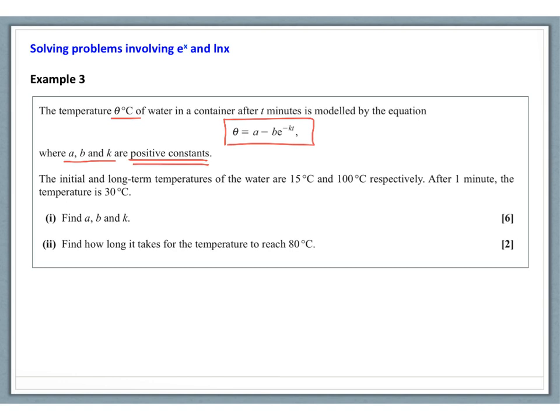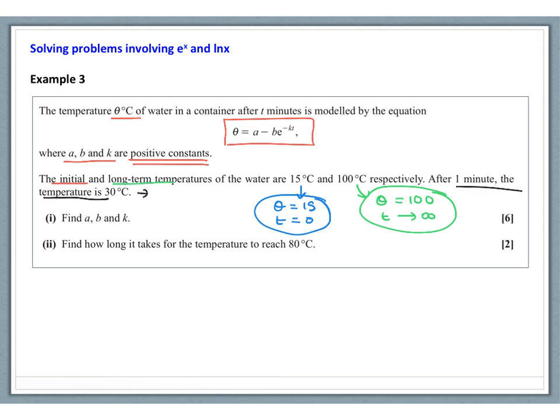Let's make sure we understand exactly what that means. So this tells us theta equals 15 when T equals 0. That's what we refer to by initial. And then over here, theta is equal to 100 degrees C as T approaches infinity. And that's what we mean by long term. We then have a third piece of information, which is after 1 minute, the temperature is 30 degrees Celsius. So that tells us that theta equals 30 degrees when T equals 1, which is just an additional piece of information. Part 1, find A, B and K, three unknowns.